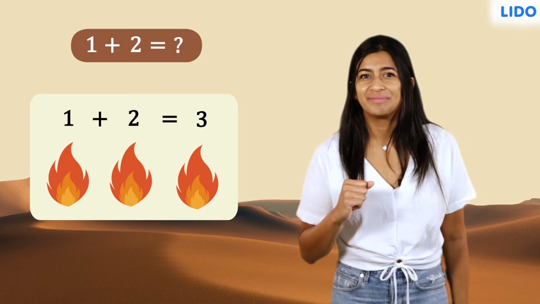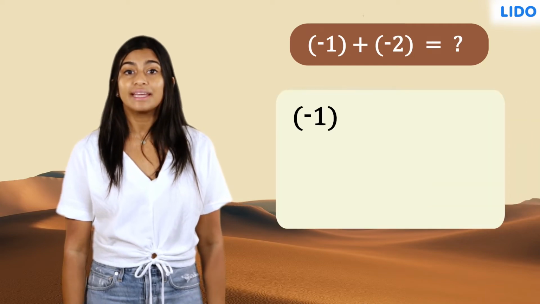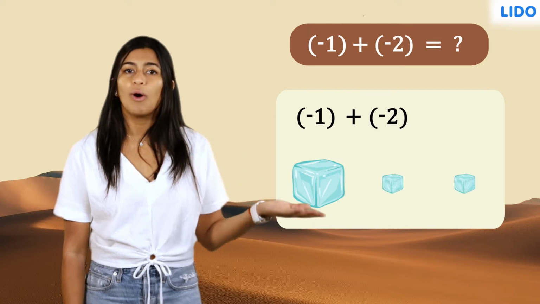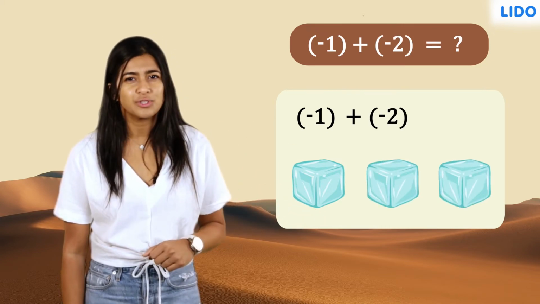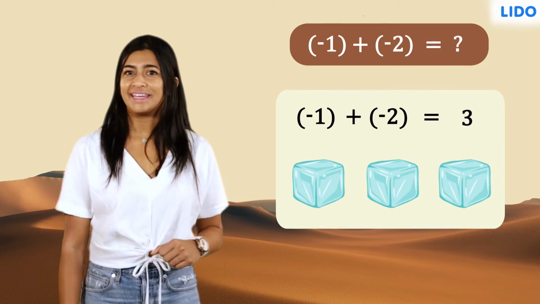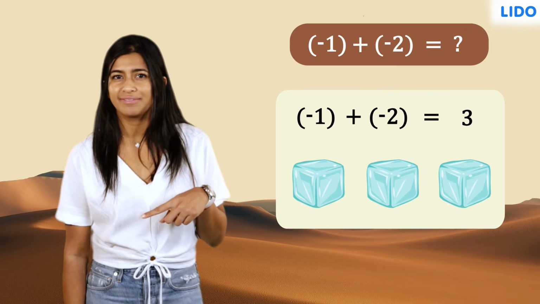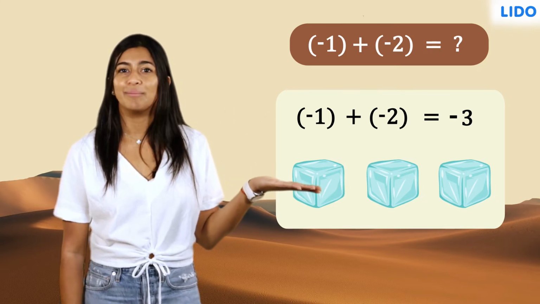Let's try another one. Here, we have 2 negative numbers. -1 will be 1 ice cube. To this, we will add 2 more ice cubes to represent -2. How many ice cubes do we have? That's 3. And is this 3 positive or 3 negative? It's negative since the ice cubes represent negative numbers.